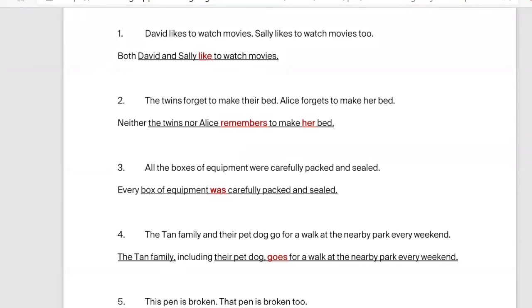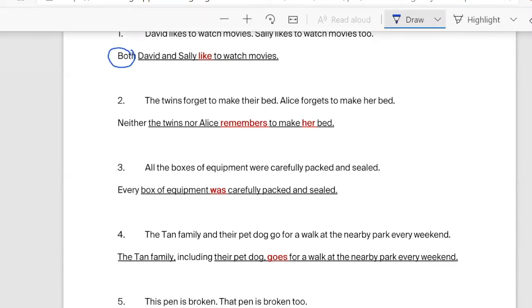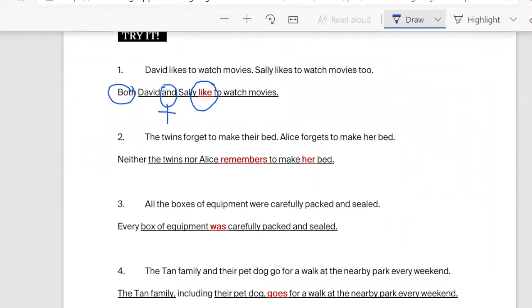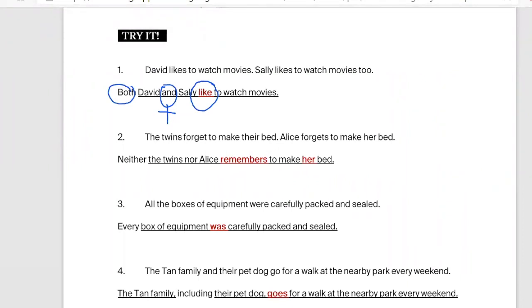Question number 1. David likes to watch movies. Sally likes to watch movies too. So these two sentences talk about the individual person, which is singular, therefore the verb ends with an S. However, when you combine them with both, you know it's a plural, therefore the verb has to be changed into a plural verb. See the word here, and? Every time you see the word and, it's a plus. So it's more than one. So both David and Sally like to watch movies.